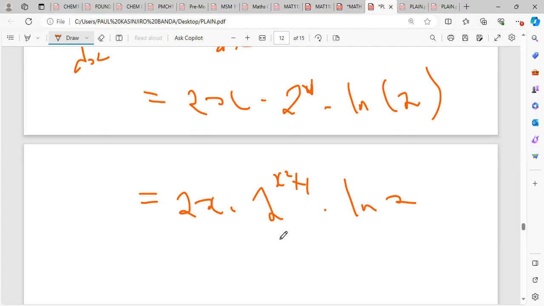Whatever we are getting here, that's the derivative, because you can't simplify this one further. So that's our derivative there. I don't know if we have any question there. Okay, no question, I'll move to the next question.